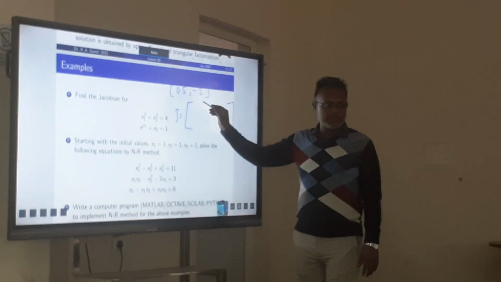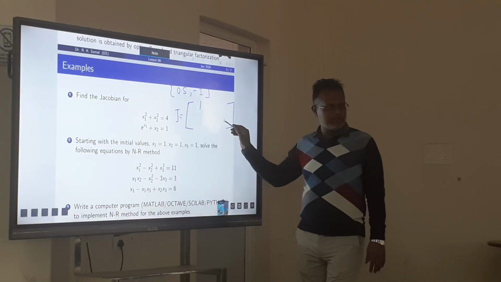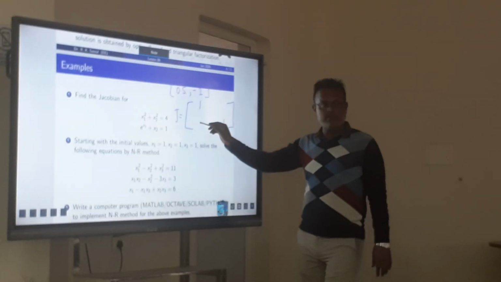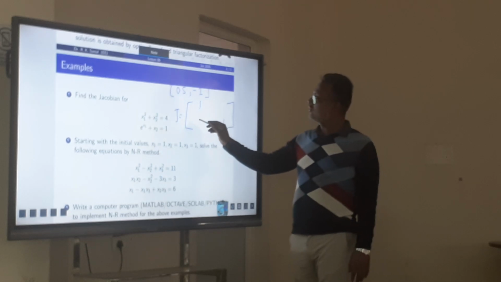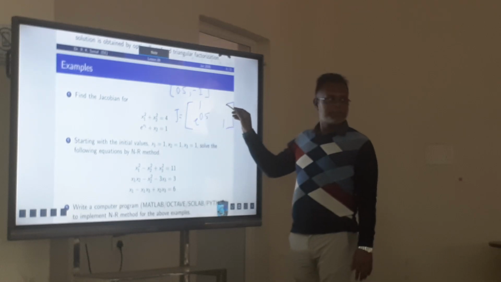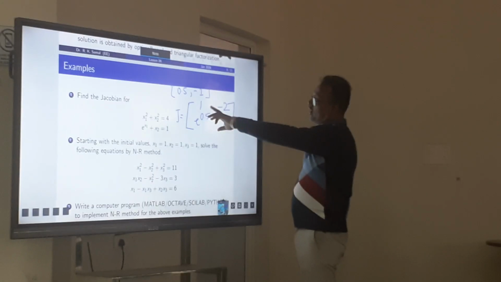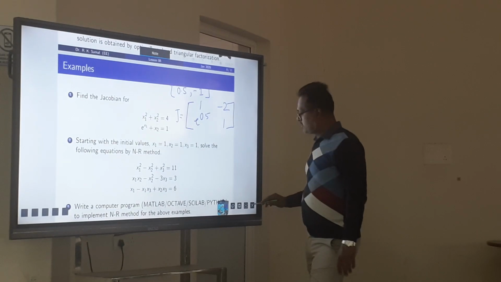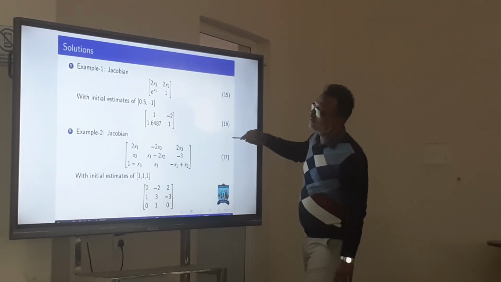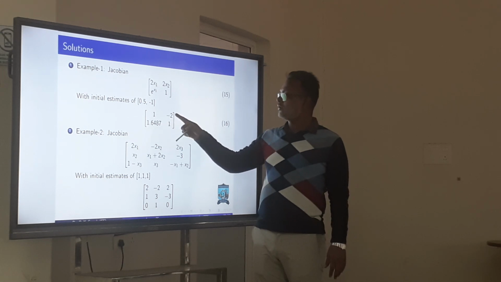First is 1. Next is 1. This is e to the x1, that is e to the power 0.5. And this one, minus 2. Write it down: 1, e to the power 0.5, minus 2, 1.